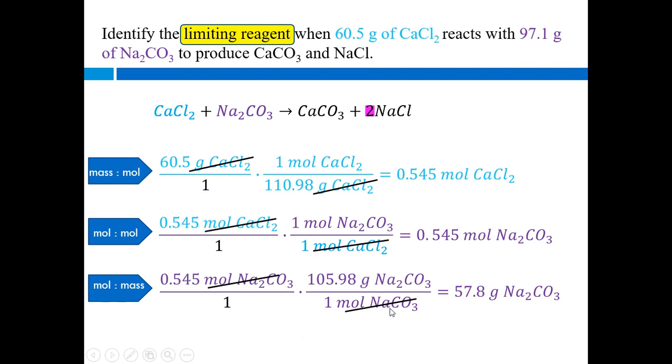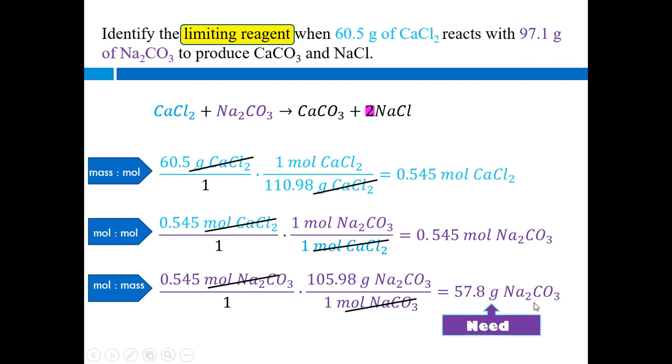Oh, I just noticed I forgot a 2 subscript here in the Na. So please add a 2 there. That was a typo. And then from this step, you can find how many grams of sodium carbonate you'll need. So essentially, if you do the calculator work here, you know that you need 57.8 grams of sodium carbonate.